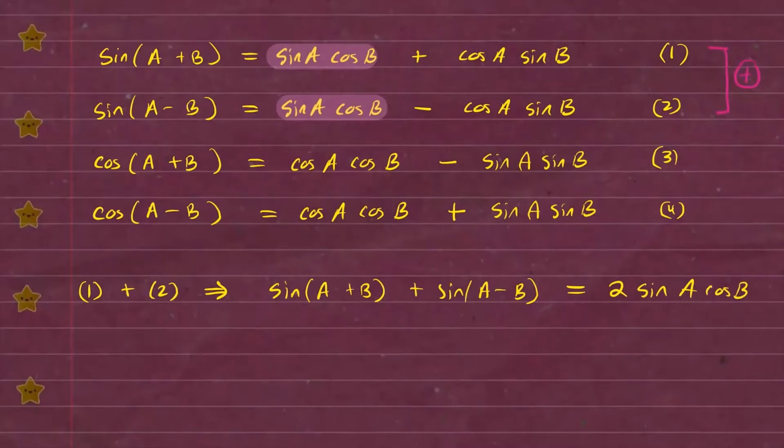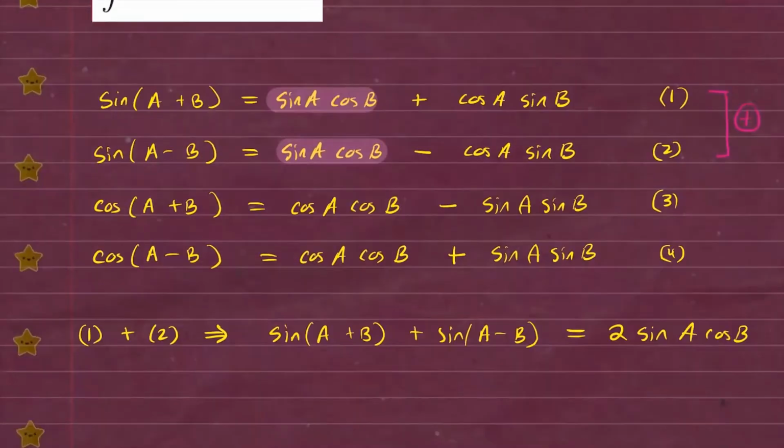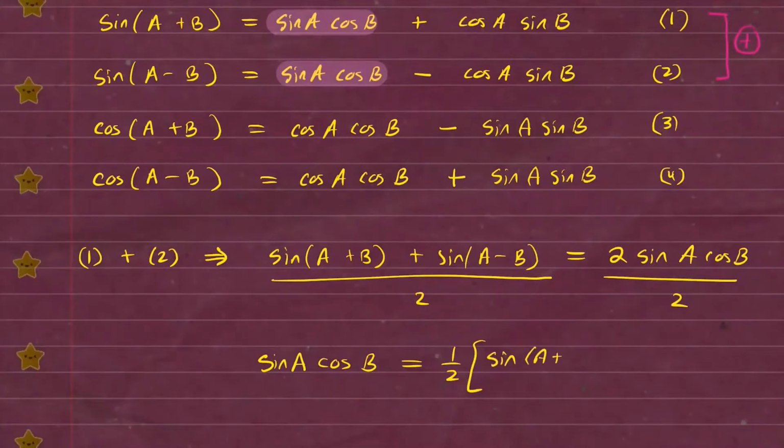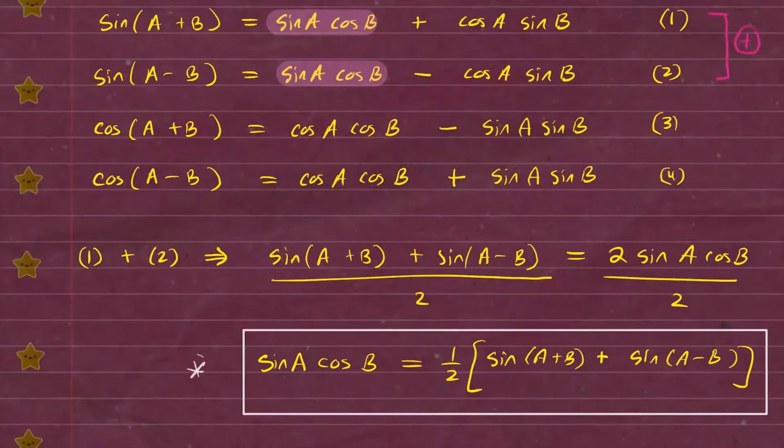Now, if you look at our integral, we're solving for sine A and cosine B. So I want to solve for that formula. I simply divide both sides by 2. That gives me sine A cosine B is equal to 1/2 times sine of A plus B plus sine of A minus B. And that is the formula we want to use to replace in our integrand to be able to integrate this function. Hopefully this is making sense. This is a new formula, and this is what we're going to use in our integrand.